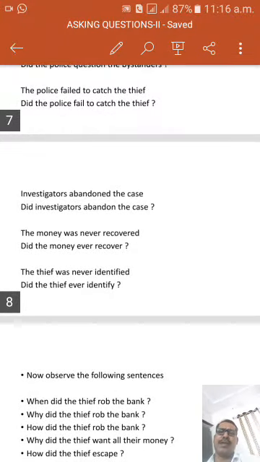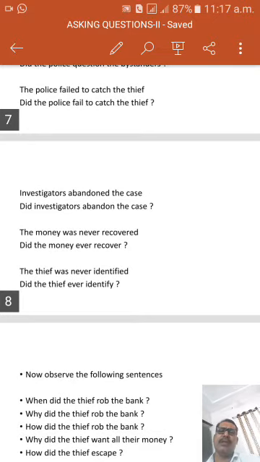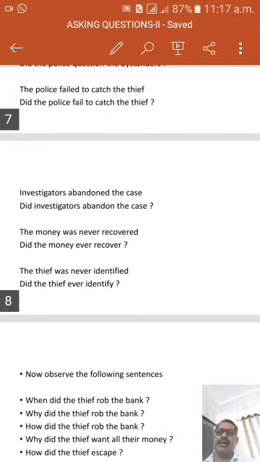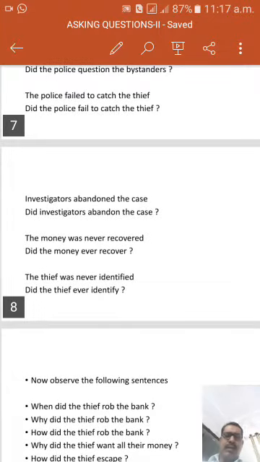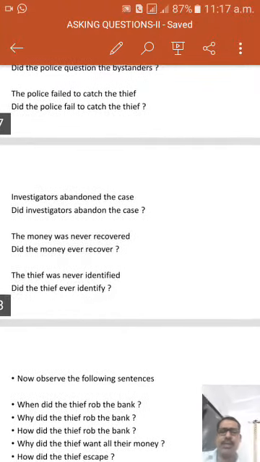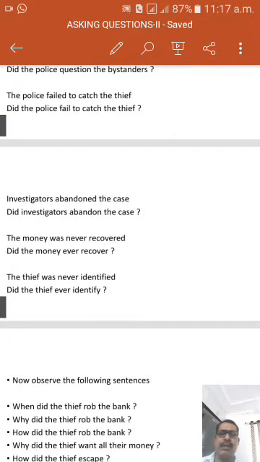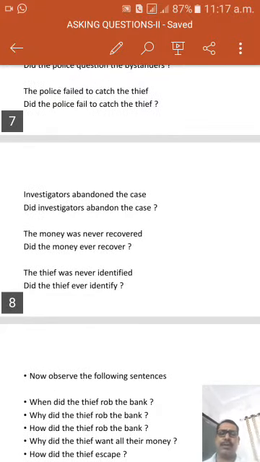Investigators abandoned the case. Did investigators abandon the case? The money was never recovered. Did the money ever recover? The thief was never identified. Did the thief ever identify? These are the statements we picked out from the passage, and we converted these statements into questions. Yes or no type questions.